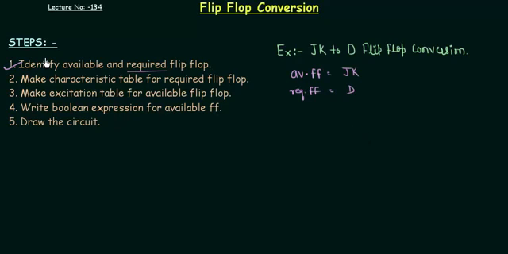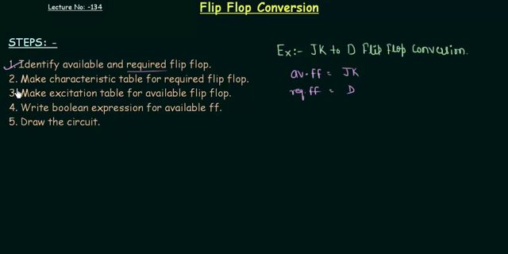So the first step is now over, and it's a very important step, because if you switch these things, if you write available flip-flop as D flip-flop and required flip-flop as JK flip-flop, everything is going to be changed. Okay, so your answer is 100% wrong in that case. That's why this step is important and you have to take care of this thing.